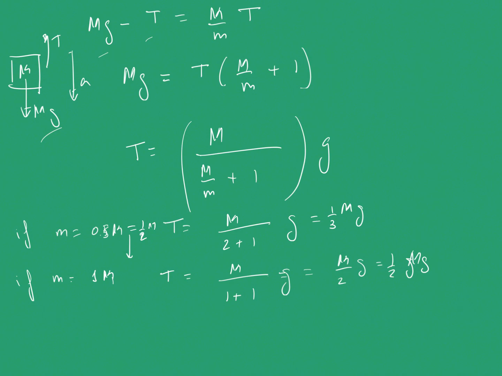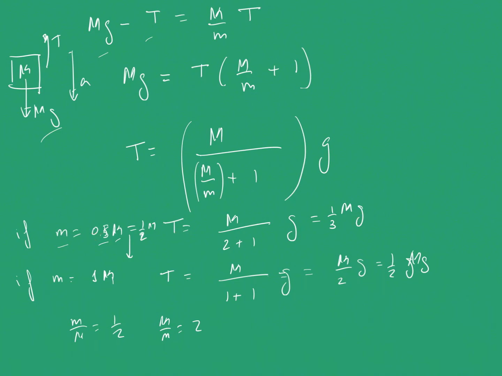If little m is 1/2 of capital M, m divided by M will be 1/2, right? And M divided by m will be 2. So this is the term that appears here, M divided by m. So this will be 2 in this case. So the tension will be Mg divided by 2 plus 1, which is 3. So 1/3 of Mg will be the tension.